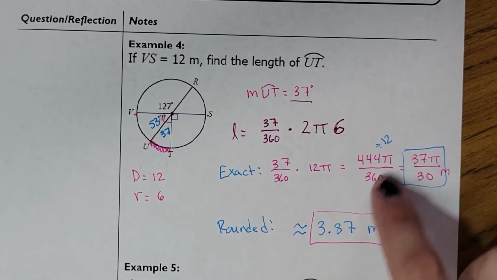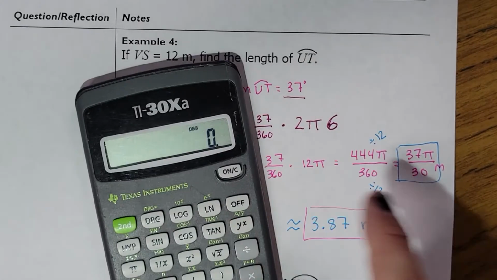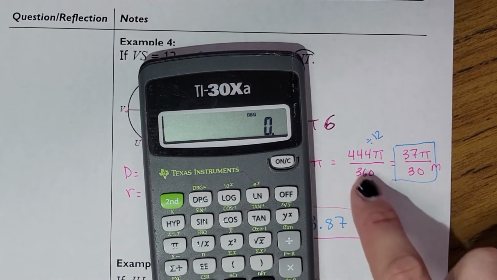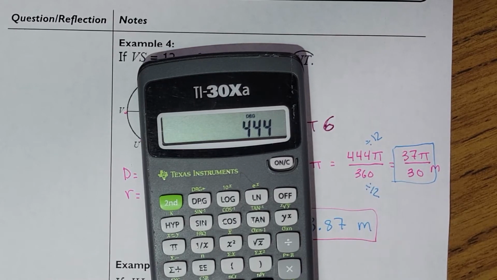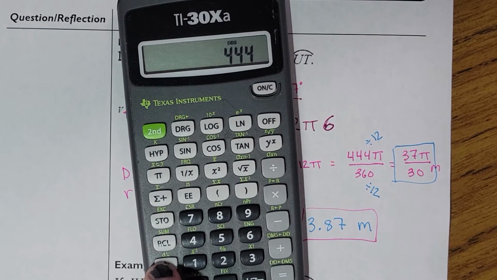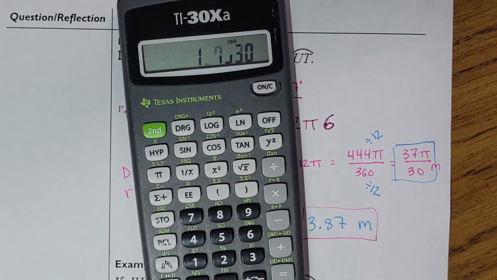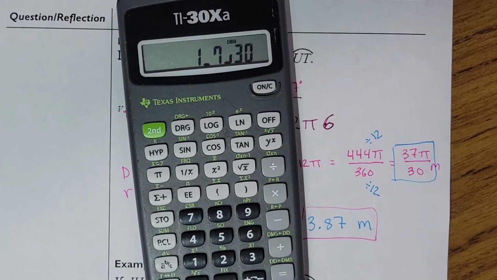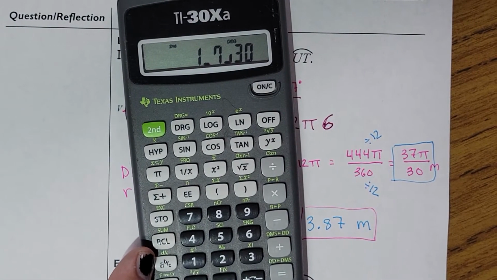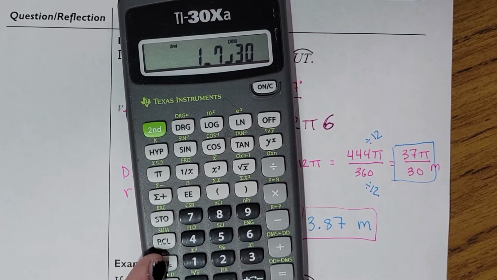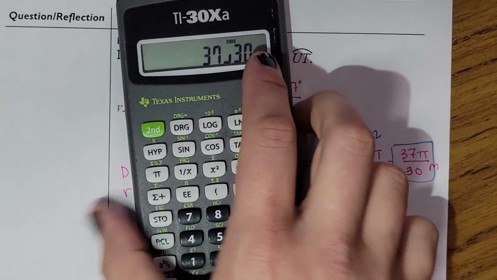I think, like I said, a lot of people struggle with simplifying the fraction. In fact, a lot of your calculators can do this. If you have this calculator on the test, you can do it. 444, then the fraction button is this ABC button right here at the bottom. ABC, 360. Press equals. Now that tells me it's 1 and 7/30ths, but I don't want a mixed number. So I'm going to press second, and the fraction button again, you can see above it says D over C. It's going to turn it back into an improper fraction. 37 over 30, and keep the pi on it.